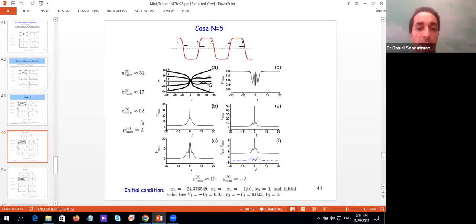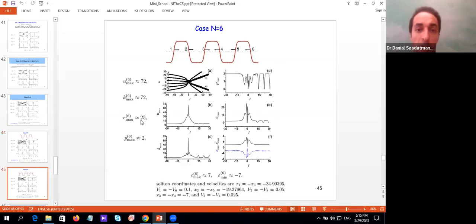For the 5 kinks, we can also do that. Here I have calculated the result for the 5 kink collisions. And you see that after the interactions, we have 3 kinks and 1 breather. And for the 6 kinks, the maximal value increases to 72 in this collision. And the other values are shown in this slide.